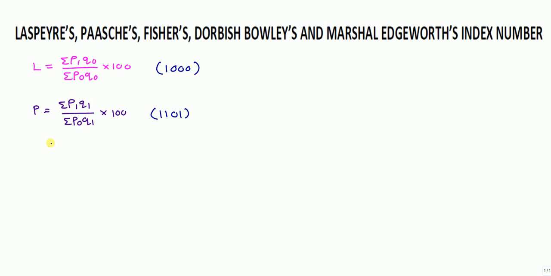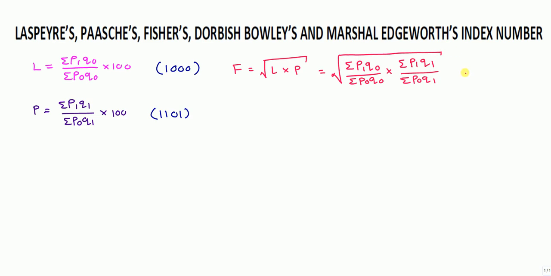Now, our next formula is also very important. Fisher's index number is denoted by F, and F is equal to the square root of L into P, Laspeyres and Paasche. It is also known as the geometric mean of Laspeyres and Paasche, and sometimes it can also be written as sigma P1Q0 upon sigma P0Q0 multiplied by sigma P1Q1 upon sigma P0Q1. It is nothing but the formulas of Laspeyres and Paasche, and 100 into 100 equals 100 squared. So outside the square root we multiply by 100.